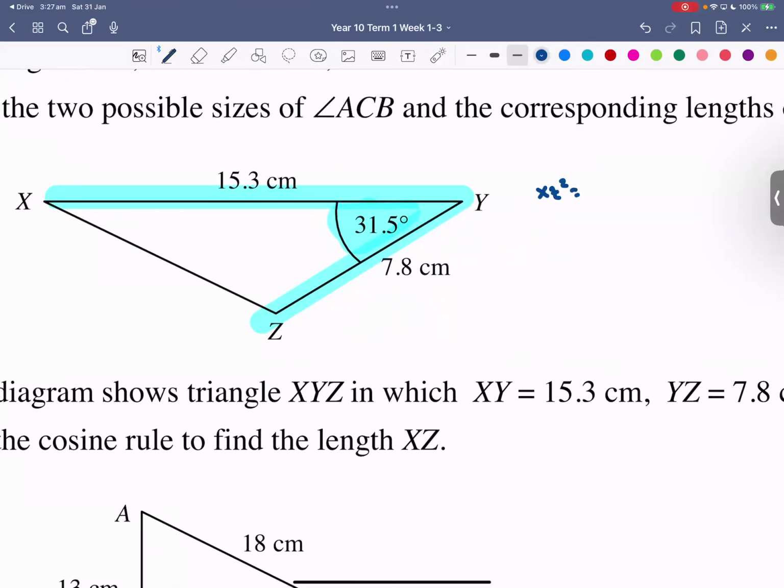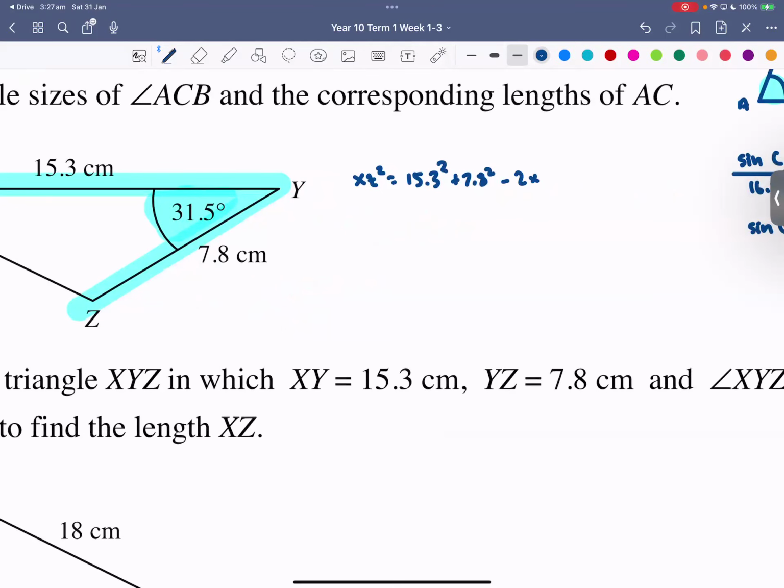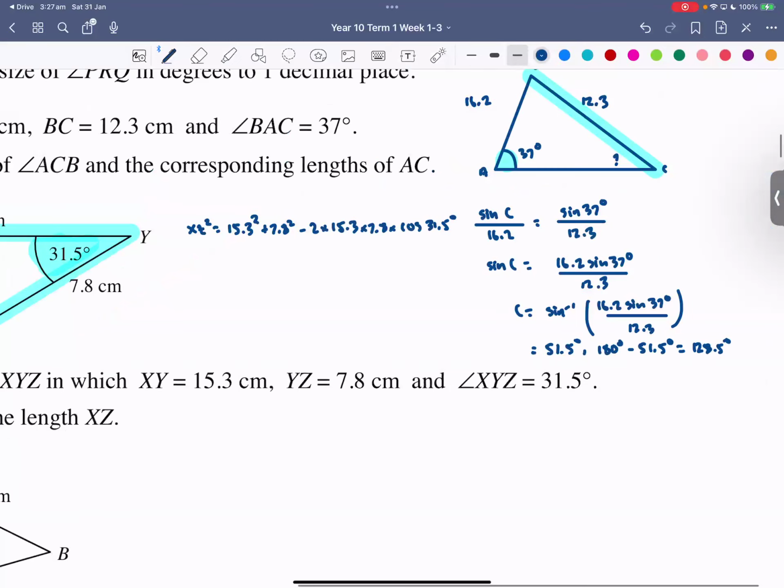This is cosine rule version 1. Any side squared is what? From memory, the sum of the adjacent sides squared. So that was 15.3 squared plus 7.8 squared. I used to tell everyone that the start of cosine rule sounds like Pythagoras. One side squared is the other side squared plus the other side squared. But then there's a minus a bit. What was it then? Minus 2 times one side next to it, times the other side next to it, times cos of the angle in between. So cos 31.5 degrees. Yep, that was my working out.